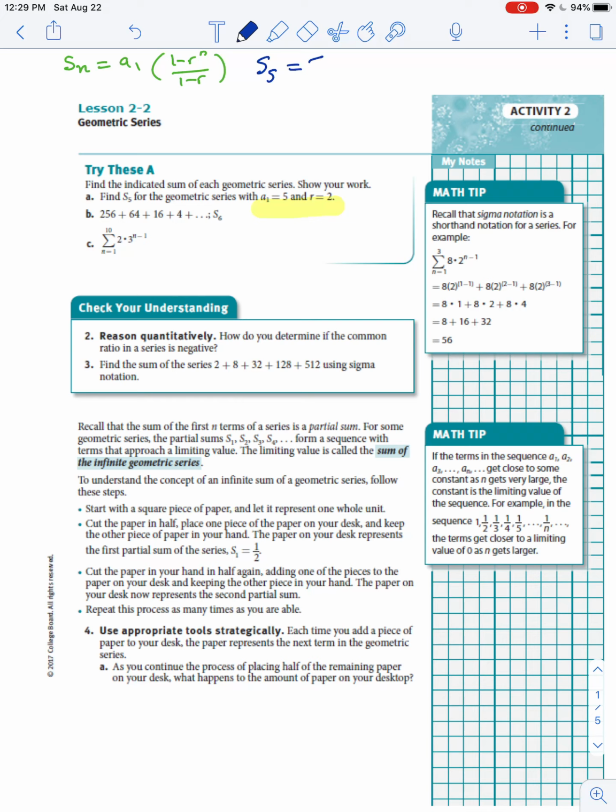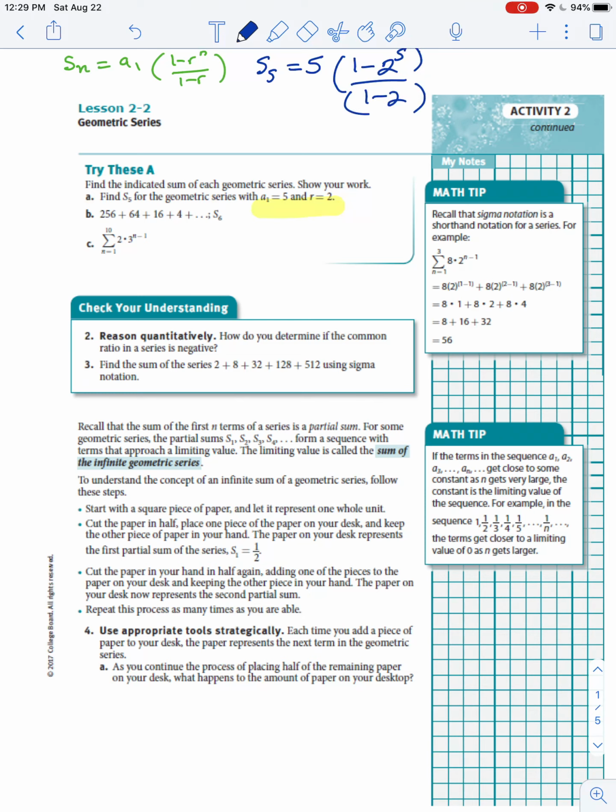So the first term they gave us is 5. And then they give us the common ratio. So they gave us everything we need. We just have to practice the calculation part. So 1 minus 2 to the 5th power, because 5 is our n, and then divided by 1 minus 2.